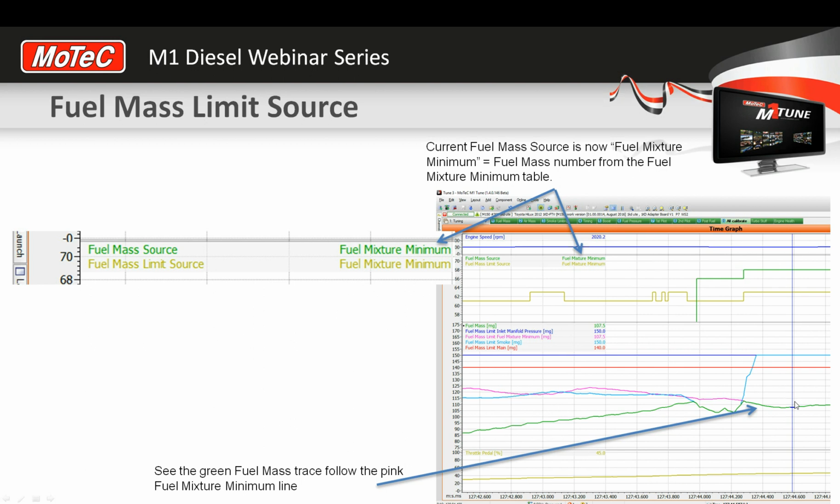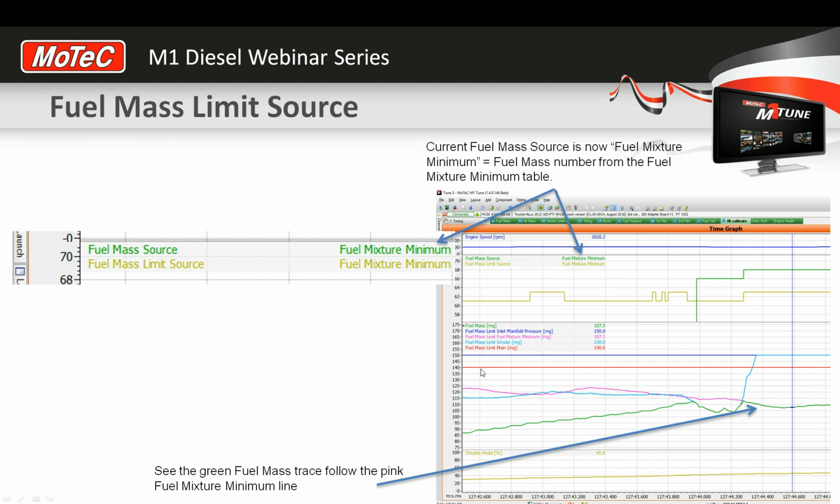And so now where I've clicked the cursor, our fuel mass source now is fuel mixture minimum, and that's coming from the fuel mass limit table, which is the fuel mixture minimum table. So they're both the same. Takes you a while to get your head around this. Hopefully these few screens will help you understand, and you can come back.